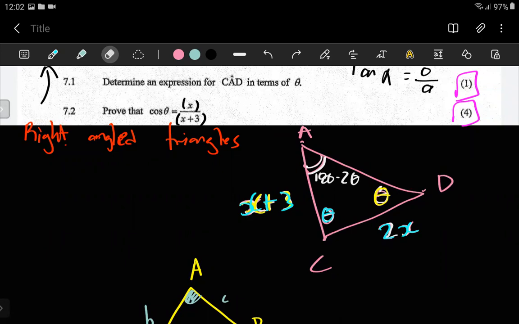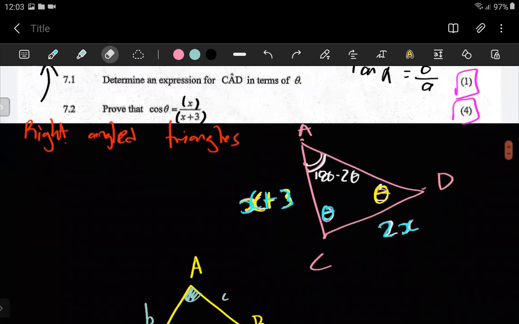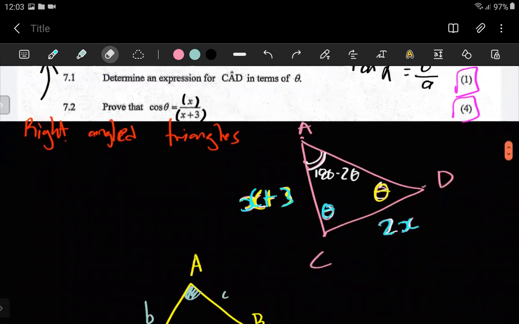Why would you want to use sine? Wait, you're asking in this question, why would we want to use sine if there's a cos over here? No. You mean the cosine rule?